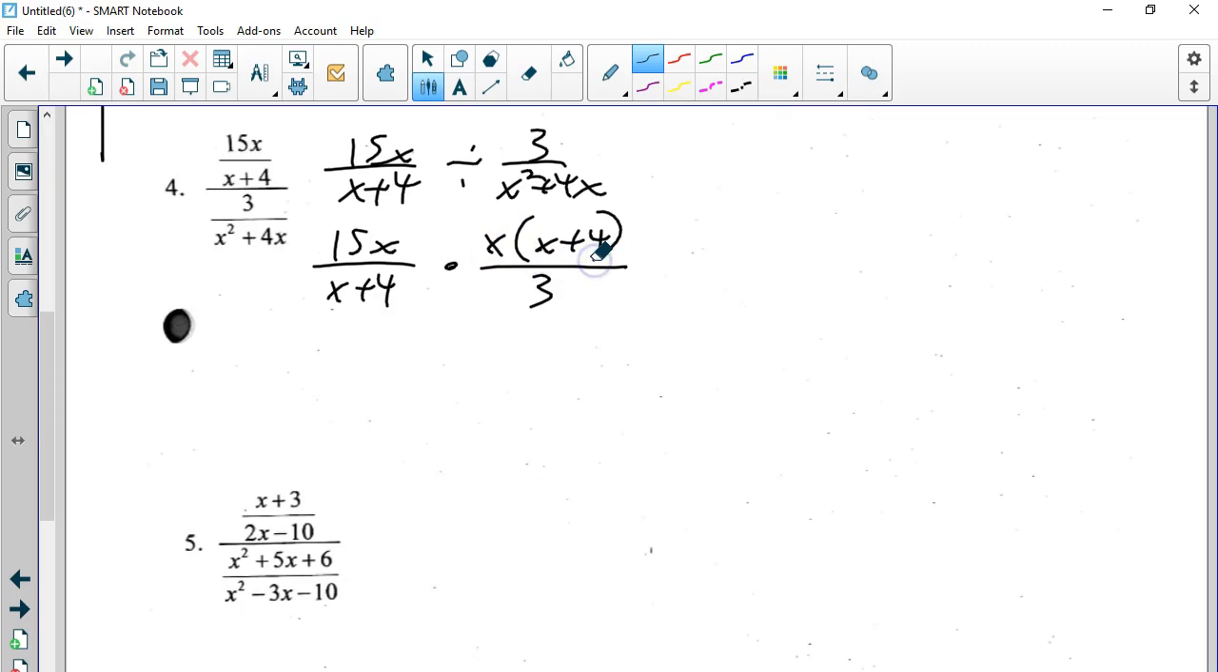Oh, and look right there. We get an x plus 4 that's going to cancel here and here. Now these x's on top do not cancel because they're both on top. But this 3 goes into itself 1 time and 15 5 times. And now I'm left with 5x squared and actually nothing on the bottom.